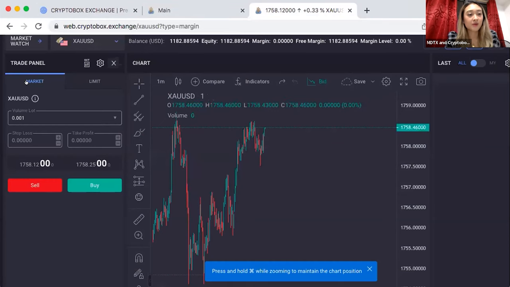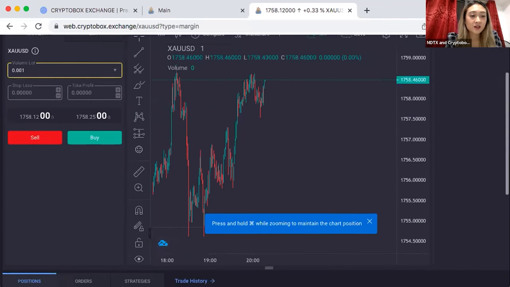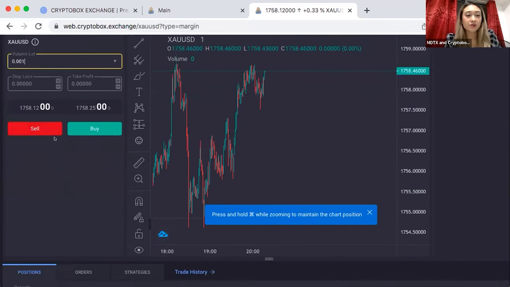Up until here, under the market, all you have to do is input your volume lot size and then input your stop loss and your take profit. Really simple. You can also change this if you do not want to trade using lot sizes. You can trade using gold quantity or something else. You can also change this in the settings. And then you decide whether you sell or buy.